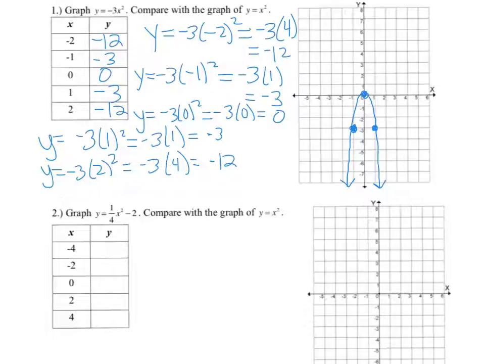We're asked to compare it to the parent function y equals x squared. Well, y equals x squared would have 0, 0. If we plug in 1, 1 squared is 1. 2 squared is 4, so 2, 4. 3, 9 wouldn't fit. If I do my negatives, negative 1 squared is 1. Negative 2 squared is 4.